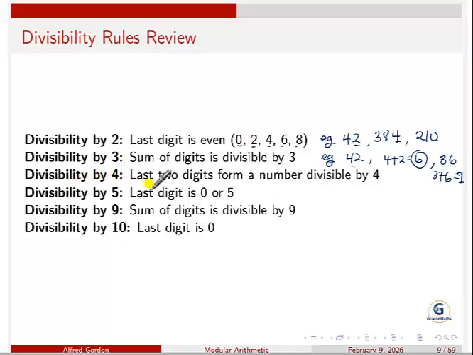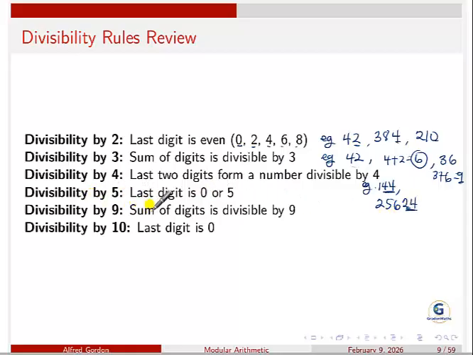Now divisibility by 4. If the last two digits form a number divisible by 4, then that number is divisible by 4. For example, 144. The last two digits here are divisible by 4, therefore the entire number is divisible by 4. We can have 25624. The last two digits here are 24. Since 24 is divisible by 4, the whole number is divisible by 4.